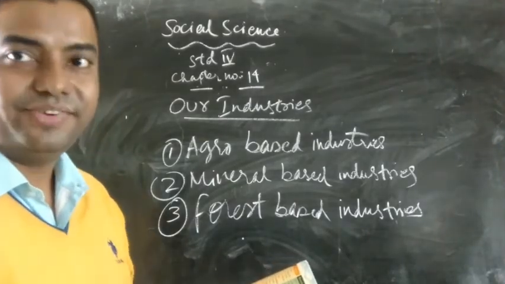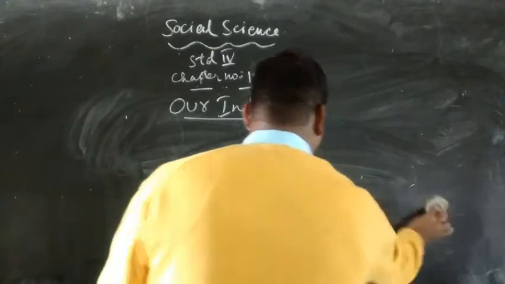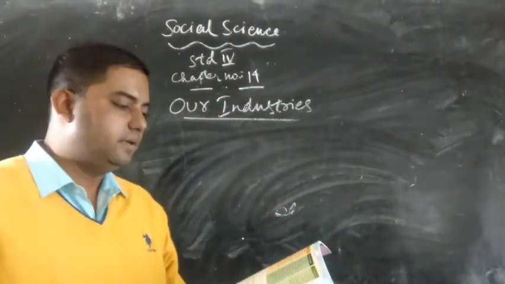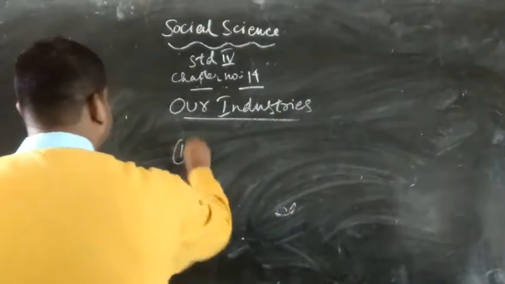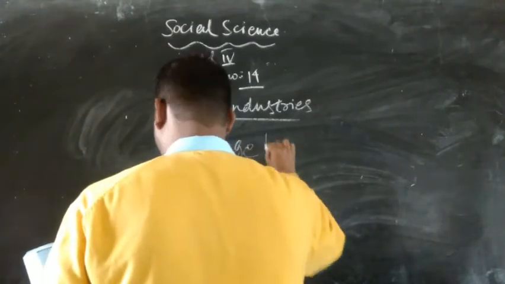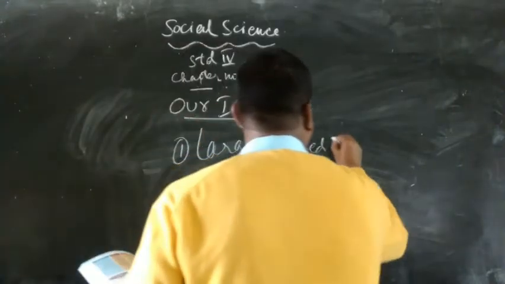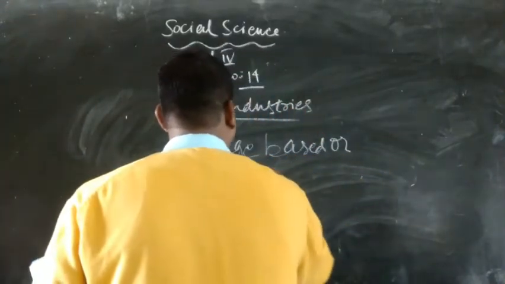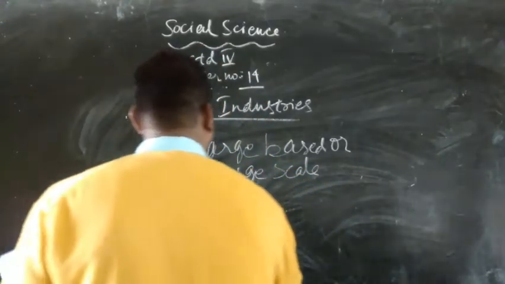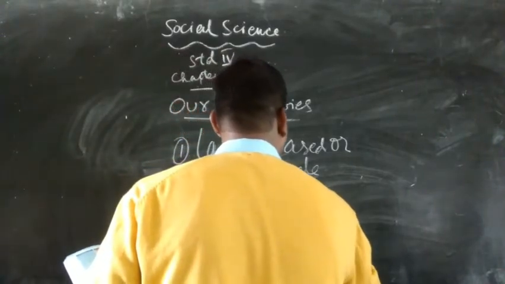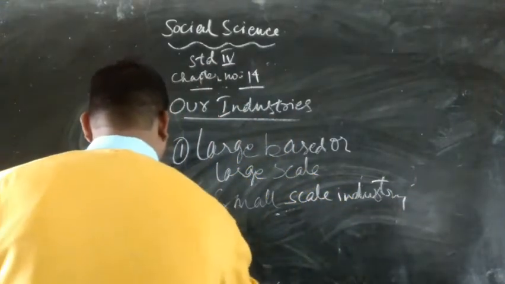Now we'll see on the basis of size. Now on the basis of size, my dear children, we have got a small table, like on page number 99. We see that on the basis of size, we have three types of industries. That is the large-scale industry. The second, we have the small-scale industry. And third, we have the cottage industry.